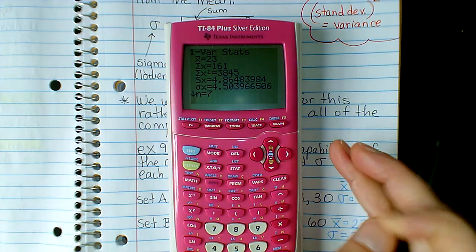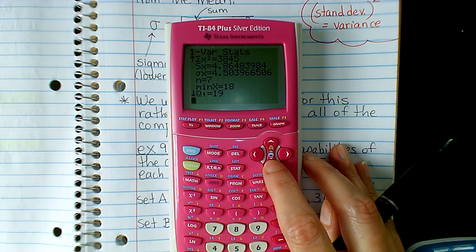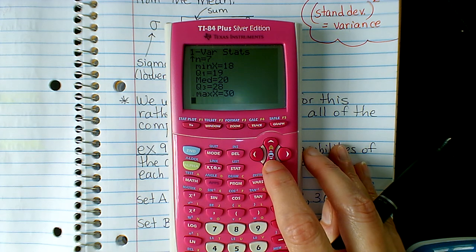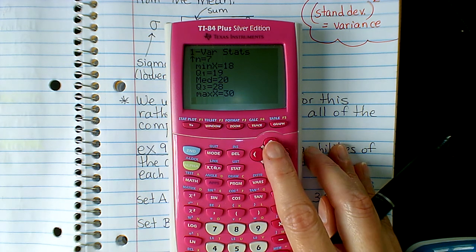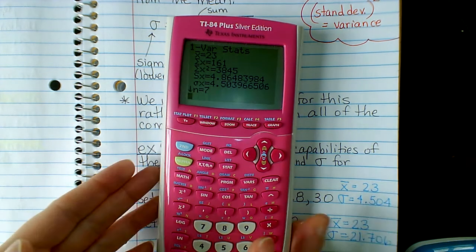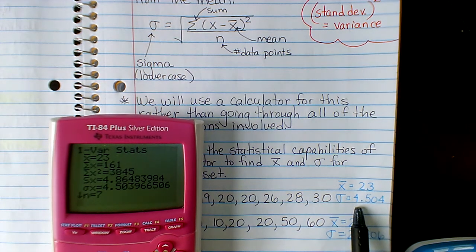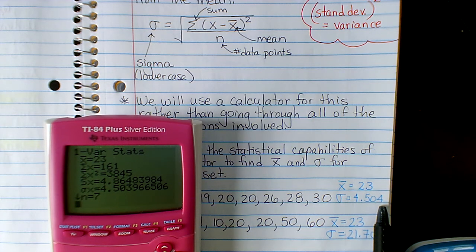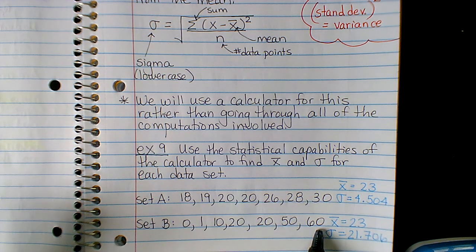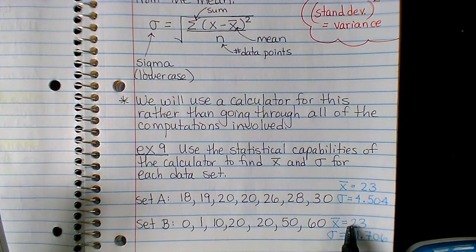And you see a little arrow right there? It means that there's more. So if I hit the down arrow, there's more. We got the minimum value of the data set, the lower quartile, the median, the upper quartile, and the max value. All right, so from this, we get that the mean was 23 and the standard deviation was 4.504. We're going to go through this again with set B. So I would encourage you to pause the video, grab your calculator, and see if you can get these numbers.